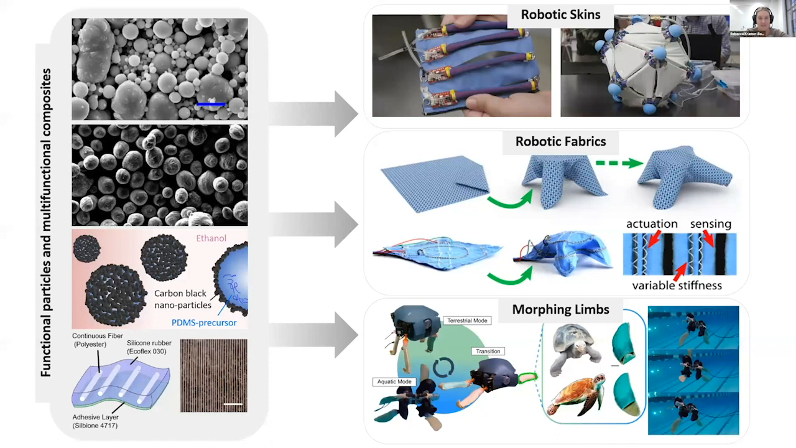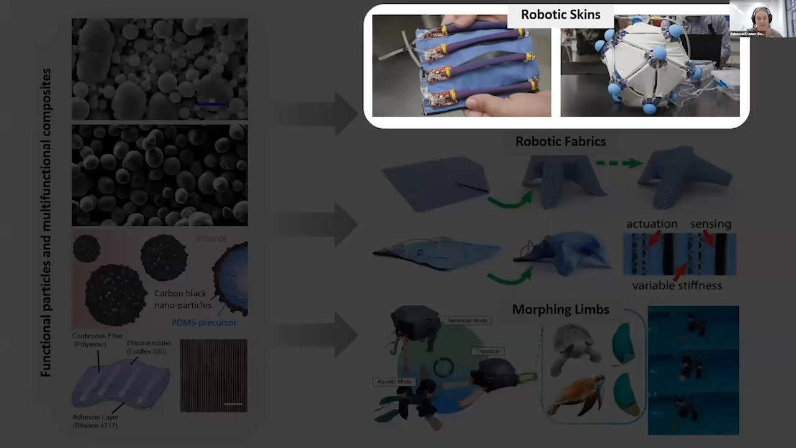This question is really central to my group's research. At the highest level, we're working at the intersection of materials, manufacturing, and robotics to develop intelligent materials for robots that will allow them to adapt their morphology and behavioral control policies to changing tasks and environments. Here you can see a number of functional particles and composites that we're working on, including liquid metal particles for stretchable electronics, low melting point alloy particles for variable stiffness materials, a Pickering emulsion for printable sensors, and a fiber reinforced composite for variable trajectory actuation. We're currently using these materials in 3 platforms that I'm going to talk about today: robotic skins, robotic fabrics, and morphing limbs for amphibious actuation.